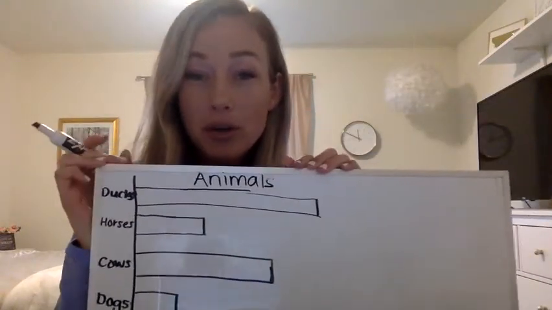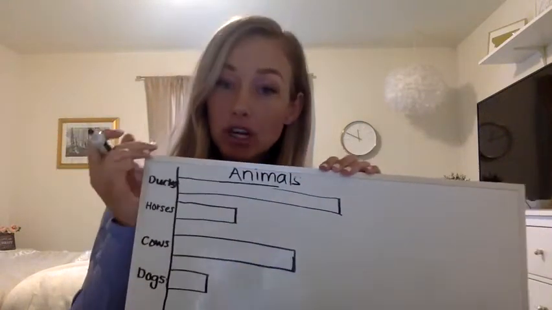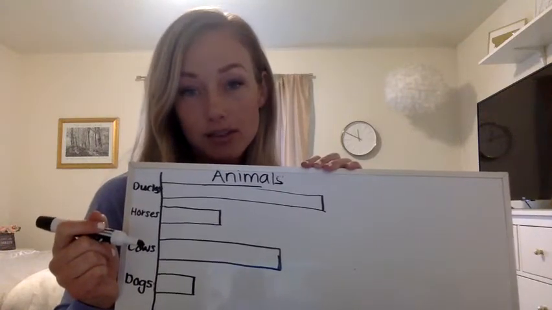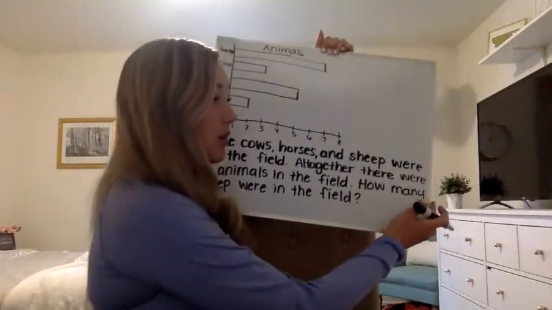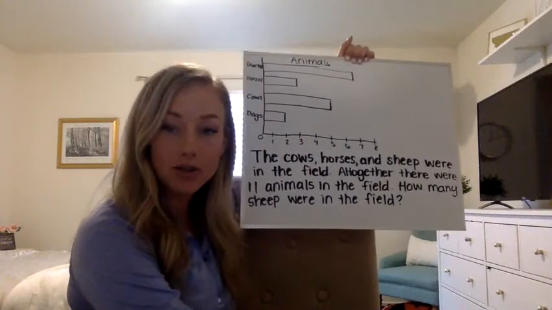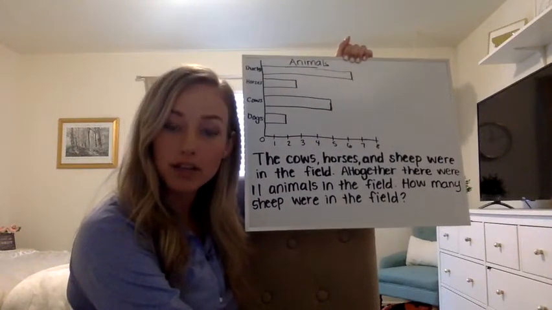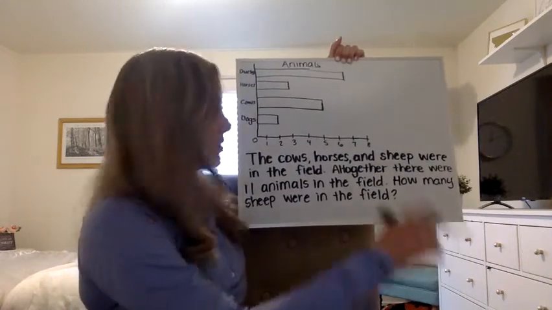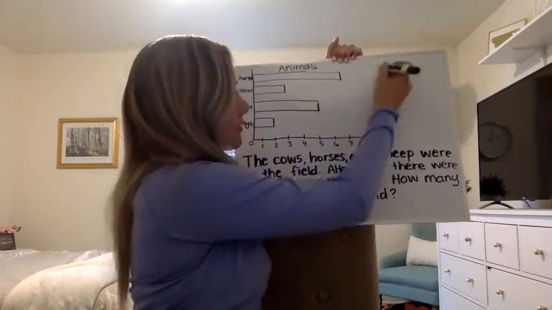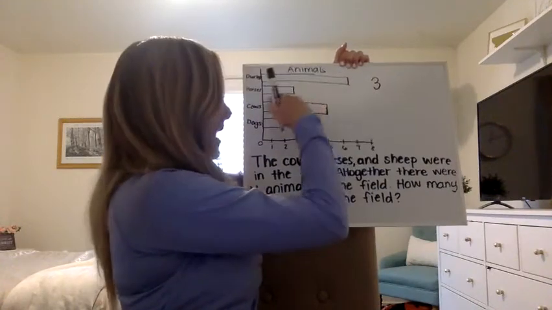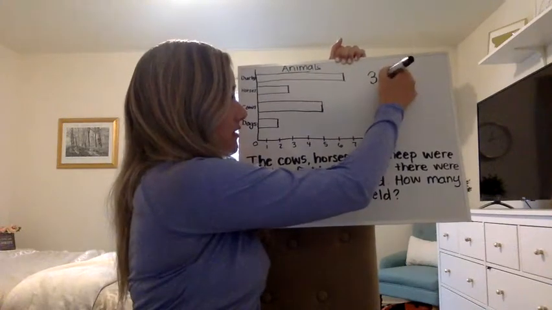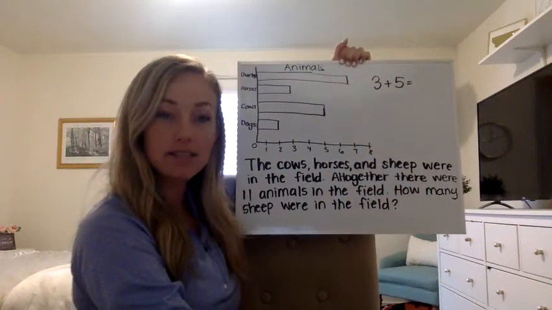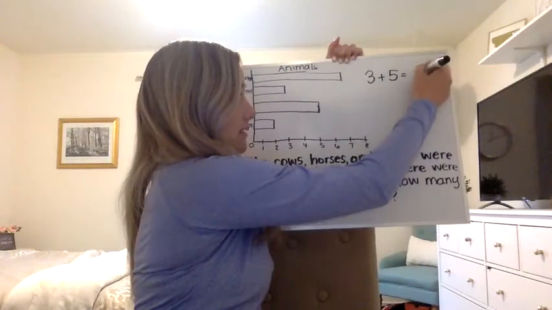Okay, we don't know how many sheep there are, but we do know how many horses there are, and we do know how many cows there are. Okay, so if we find out how many horses and cows there are, we can figure out whatever animals are left, those got to be the sheep, okay? So horses, we know that there are 3. Cows, we know that there are 5. So out in the field, there are how many cows and horses? 3 plus 5 is 8, okay?